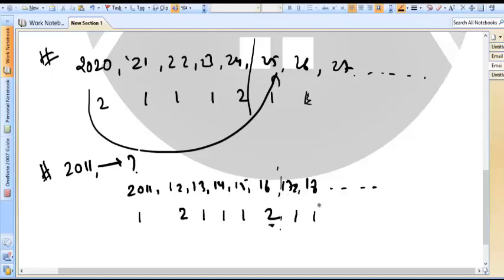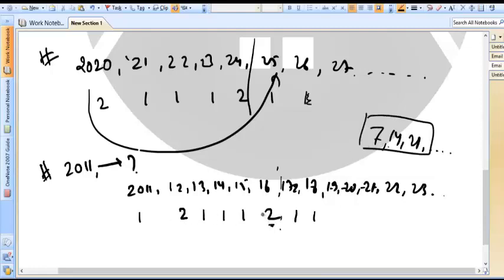I'll continue. So 18, 19, 20, 21, 22, 23. So sir, how long should I continue? You will continue as long as you don't get 7, 14, 21 or the multiples of 7, right? So here you're getting 8 till here. You're not getting 7. You need to continue.